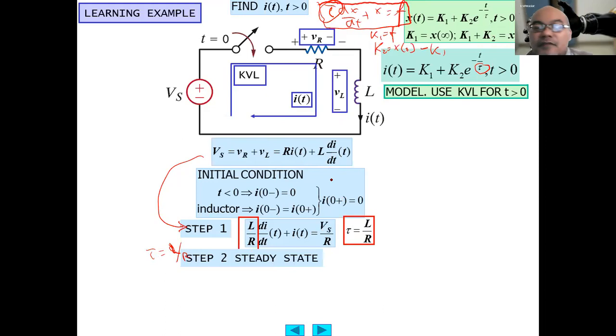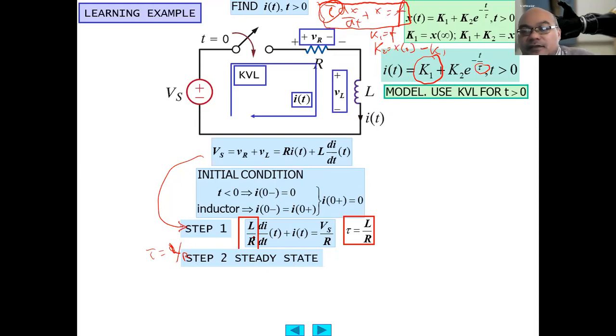For step 2, we want to find K1. This is the steady state constant when t approaches infinity. So when t approaches infinity, i(t) will be equal to K1.